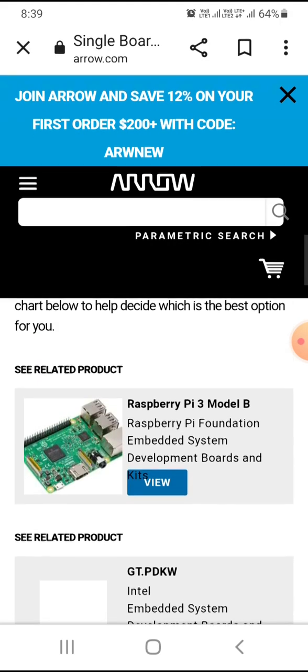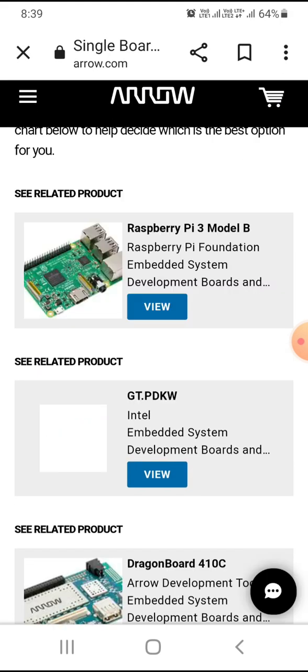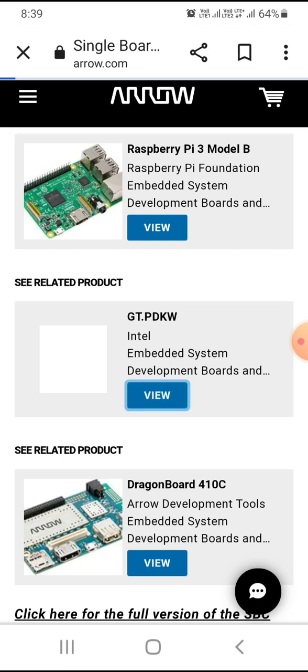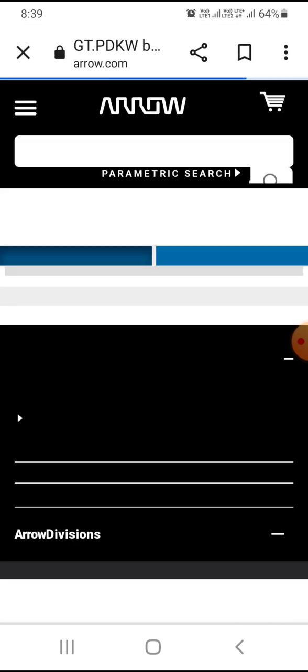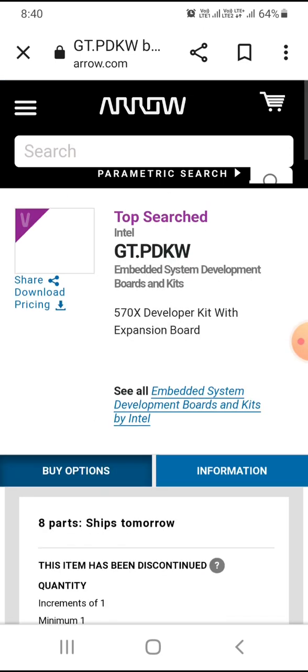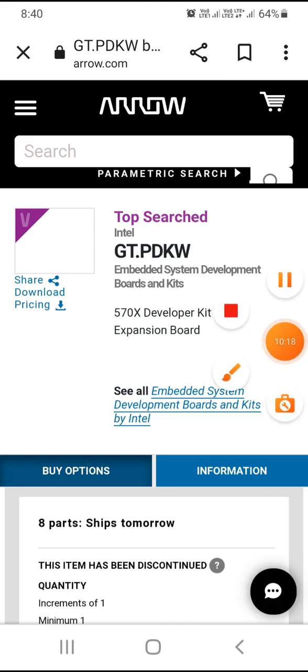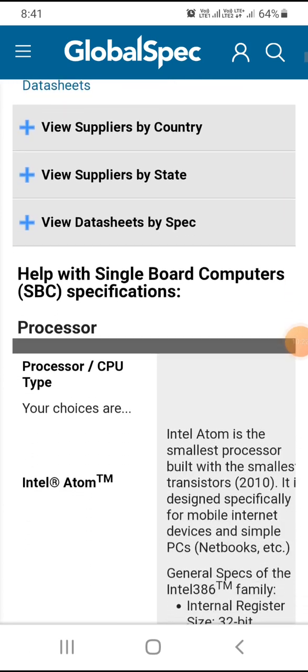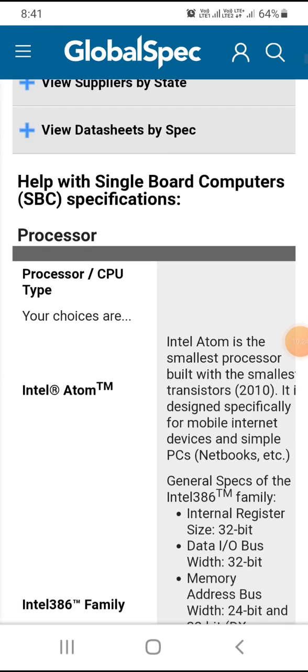You can also use the GTP PDKV. This is manufactured by Intel, an embedded system development board, and this computer can be used in the form of a developer kit expansion board. If we talk about the specification of single board computers, then we find that there is a processor, the CPU type.